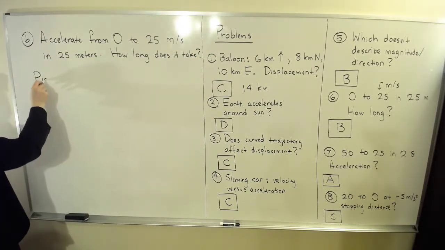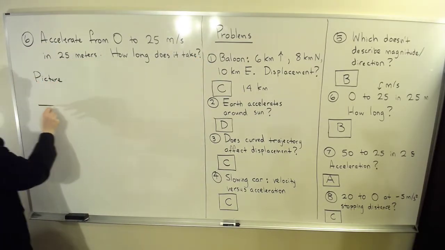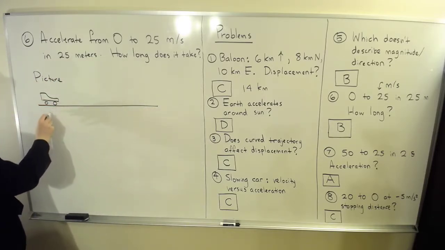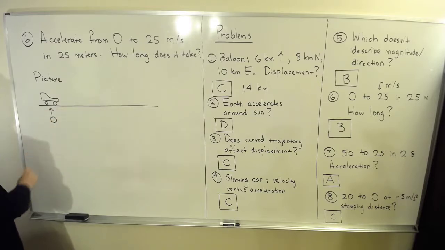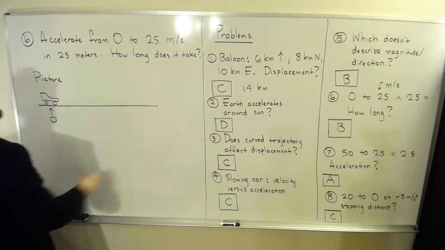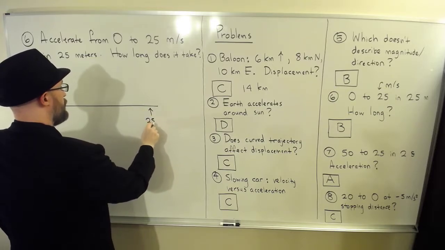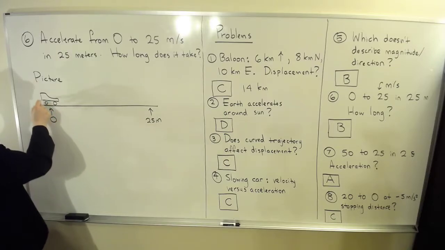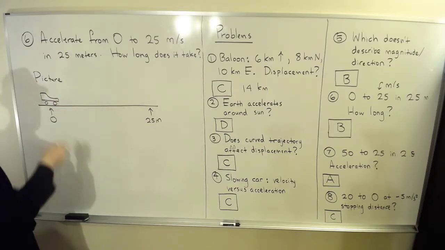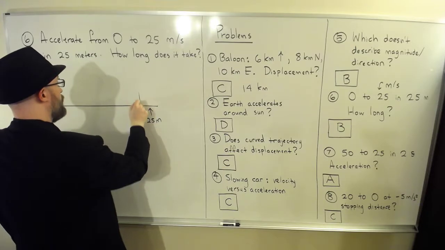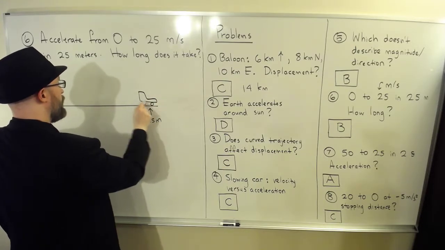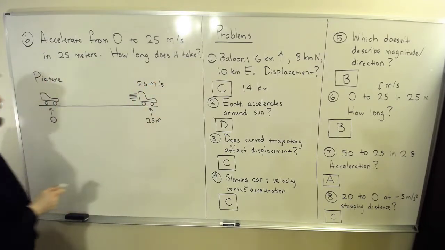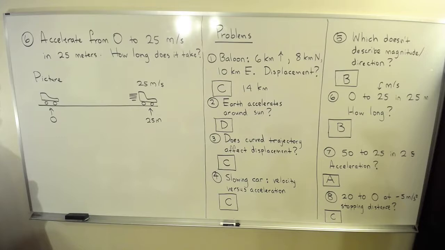Now, I'll draw you the picture. The picture looks something like this. So say, here's your car, the worst car ever drawn. This is the starting point, which is 0. And this is 25 meters away. And so you're accelerating. You start out at rest, so you're parked, and then you start accelerating. And so by the time you get to 25 meters, now you're going at 25 meters per second. That's the picture.